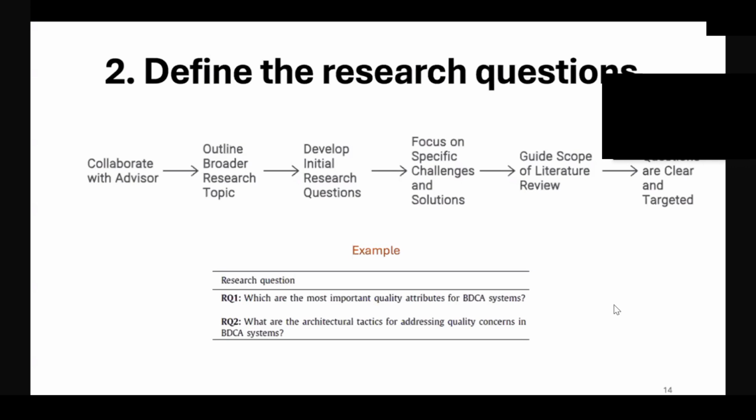For example, these are a couple of questions from one of my literature reviews that was published 2-3 years ago. So this is what research questions for a literature review look like in my field. It might be different in your field.